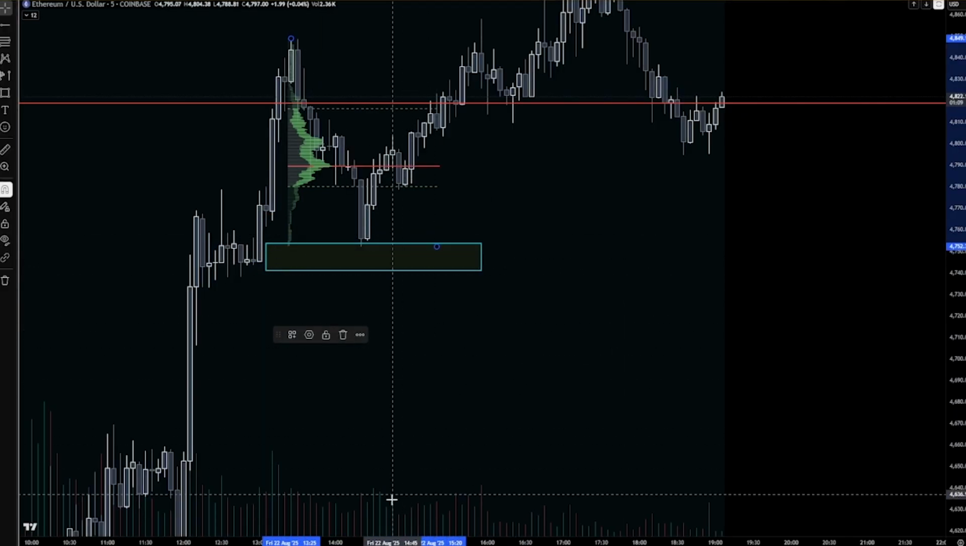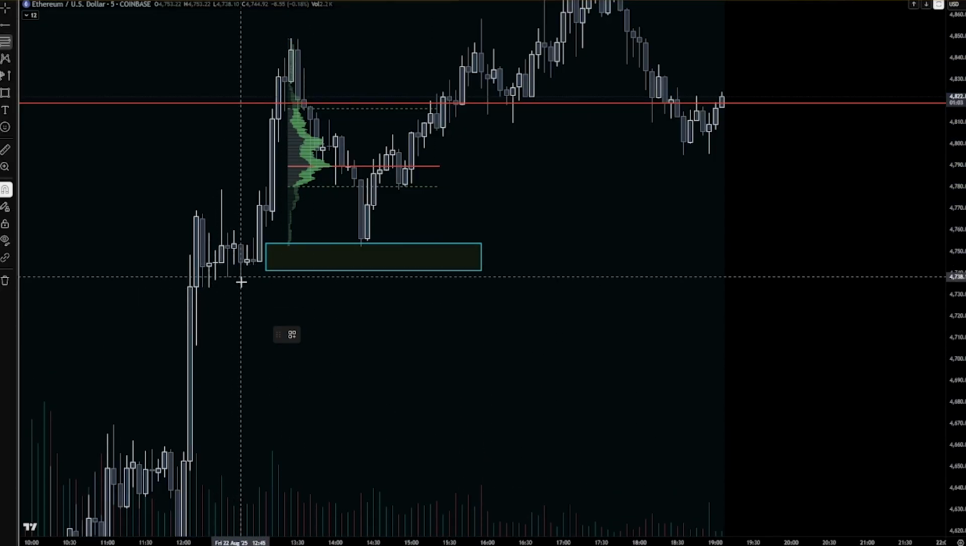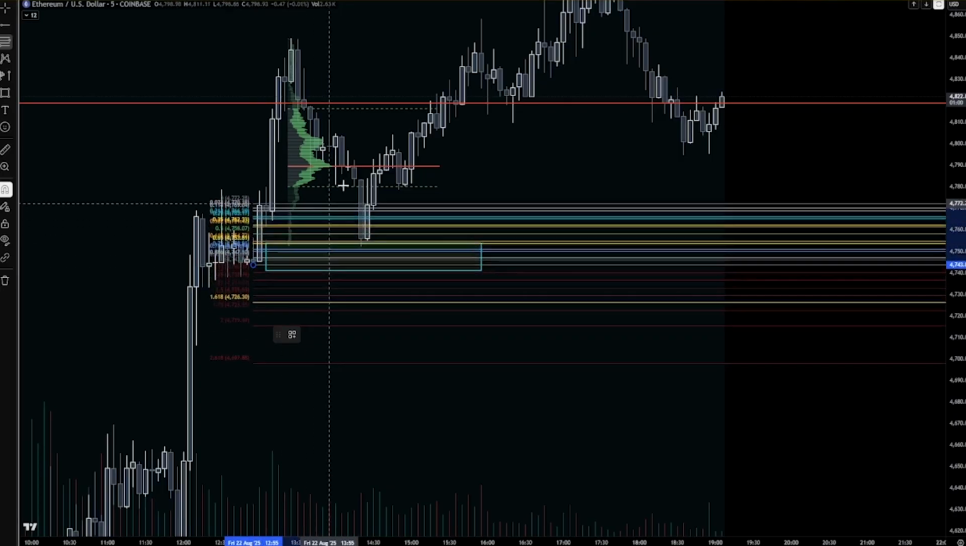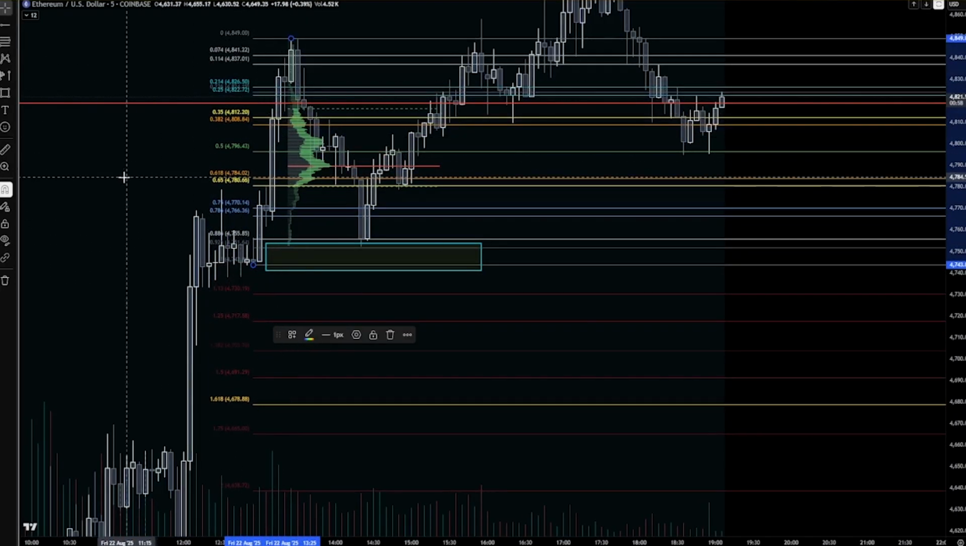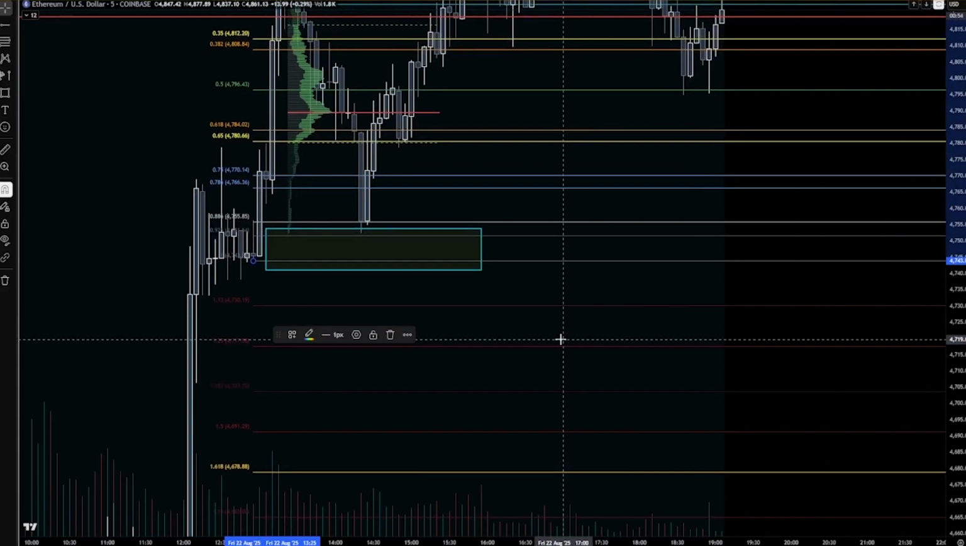What other confluence could you use? You could use Fibonacci. And that wasn't my goal today, but even if you just, I mean, this is ETH, so it loves the 886. Doesn't it?